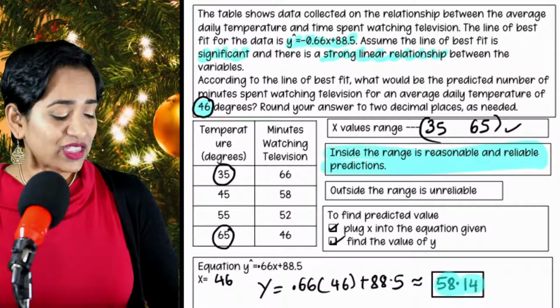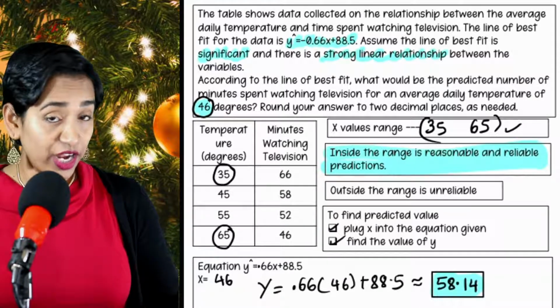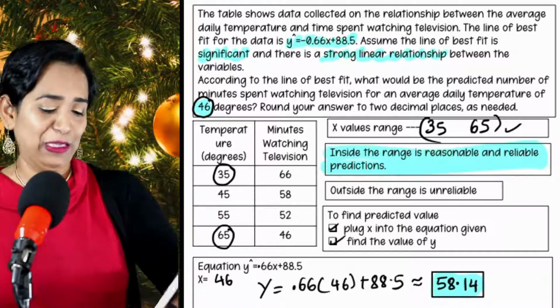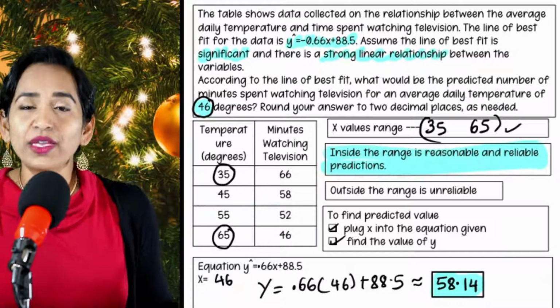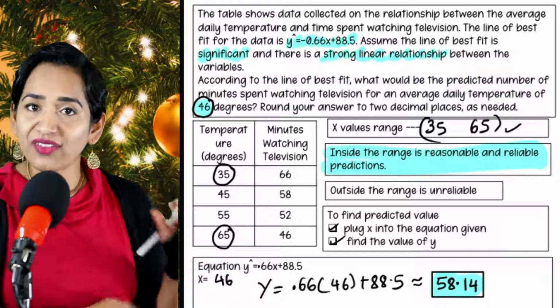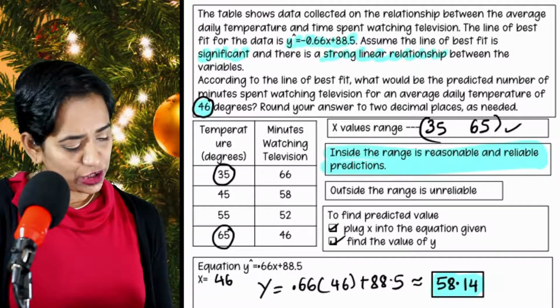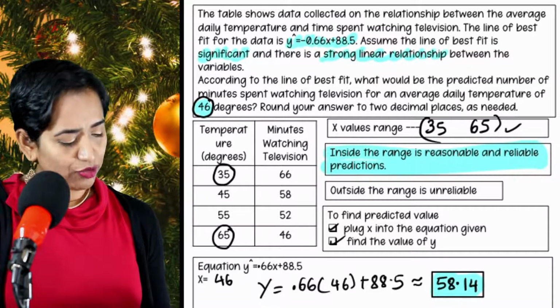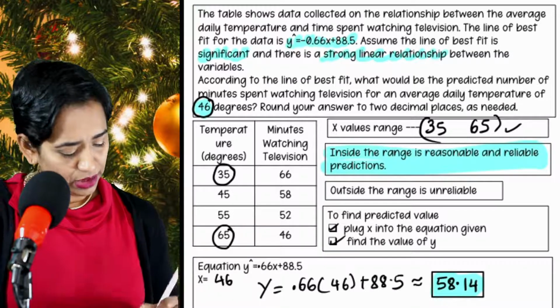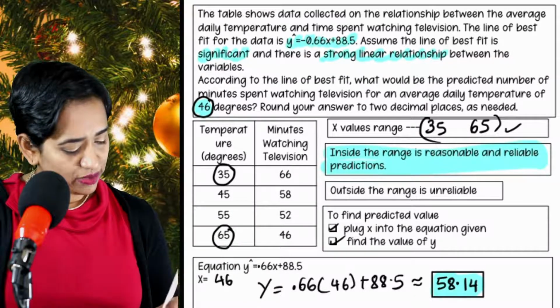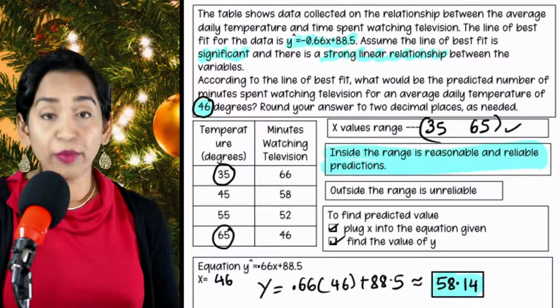Because the x value is inside the range, I know this is reasonable and also reliable. Now you see why I use my predictions, so I can find the values in between. Okay, so this is both reliable and reasonable. The only option that has both reliable and reasonable is option number 4.